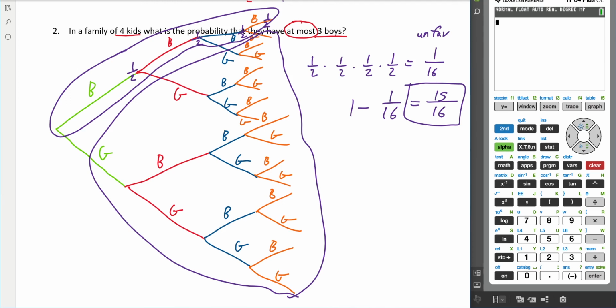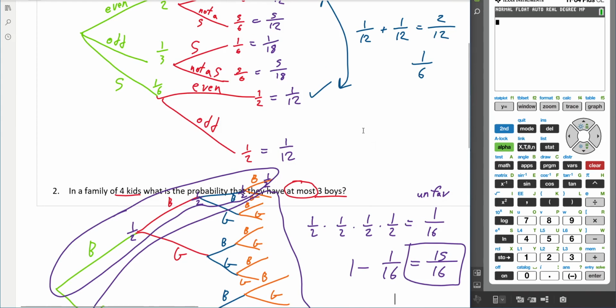So what is the probability that they will have at most 3 boys? Well, 15 over 16.